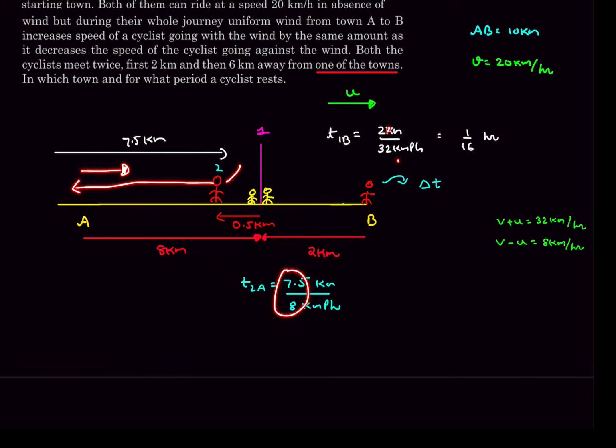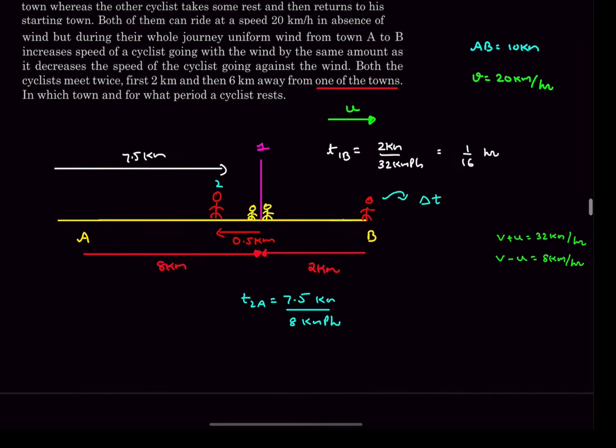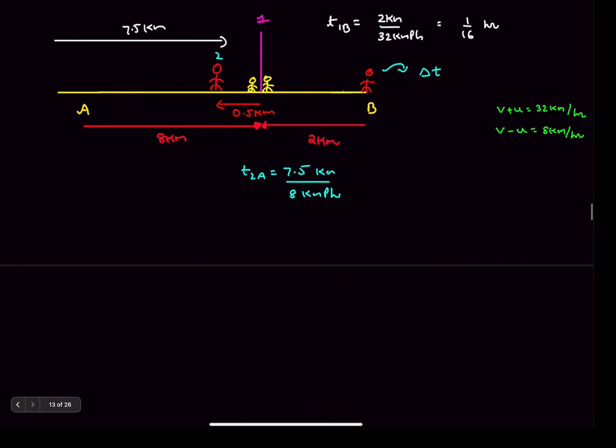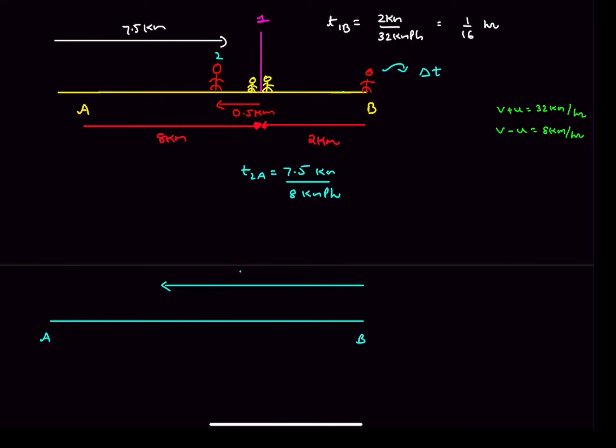And now he will immediately start cycling because this guy does not rest, right? And then it's given that they are going to meet at 6 kilometers from town B. For the second meeting, I'm drawing a different diagram. So let's say this is town A, this is town B. The second meeting will occur at a distance of 6 kilometers from town B, which means from town A, it is going to be at a distance of 4 kilometers. So this is where the second meeting will occur. So this guy, after reaching town A, has to cover 4 kilometers.